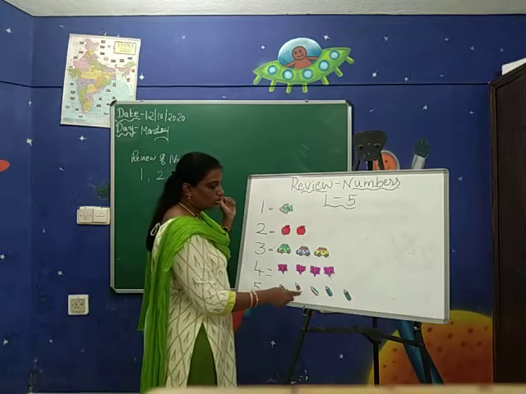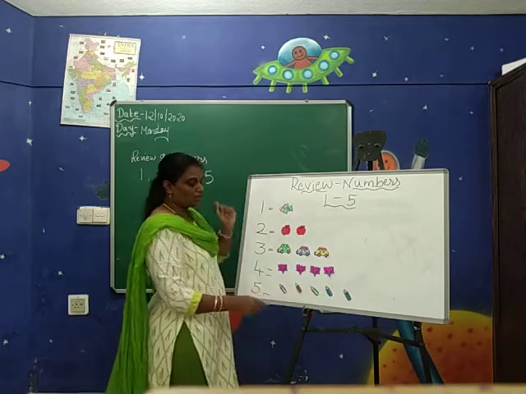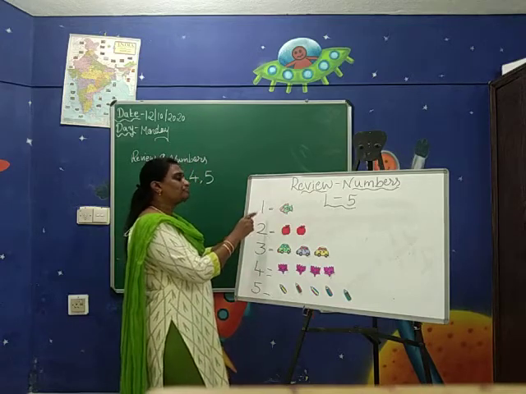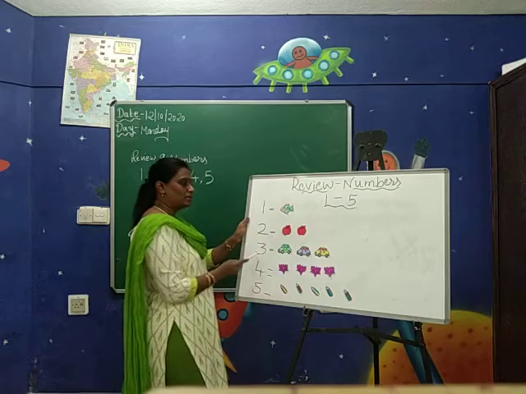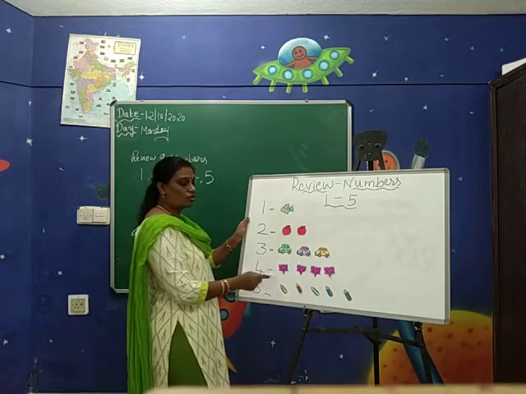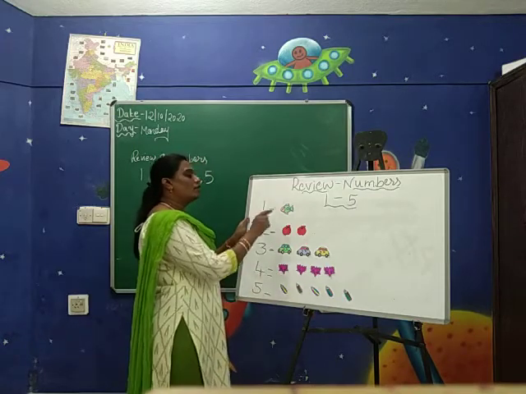5. Can you count with me? 1, 2, 3, 4, 5. 5 for 5 pencils. Yes, once again tell the number. 1 for 1 fish. 2 for 2 apples. 3 for 3 cars. 4 for 4 lotus. 5 for 5 pencils.